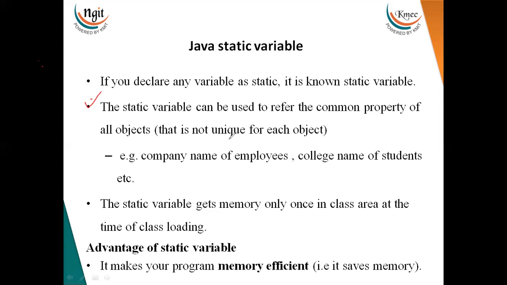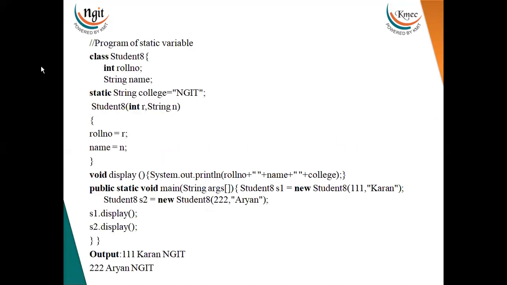For example, if you are taking the company name of employees, different employees will be there. So for all those employees, the company name is common. Same way, for students of a particular college, the college name is common, and the name of the student and roll number of the student are all different, right? In these particular scenarios, we use the static variable. So basically, this static variable saves the memory. That is the advantage. It makes your program memory efficient. That is the main advantage with the static variable.